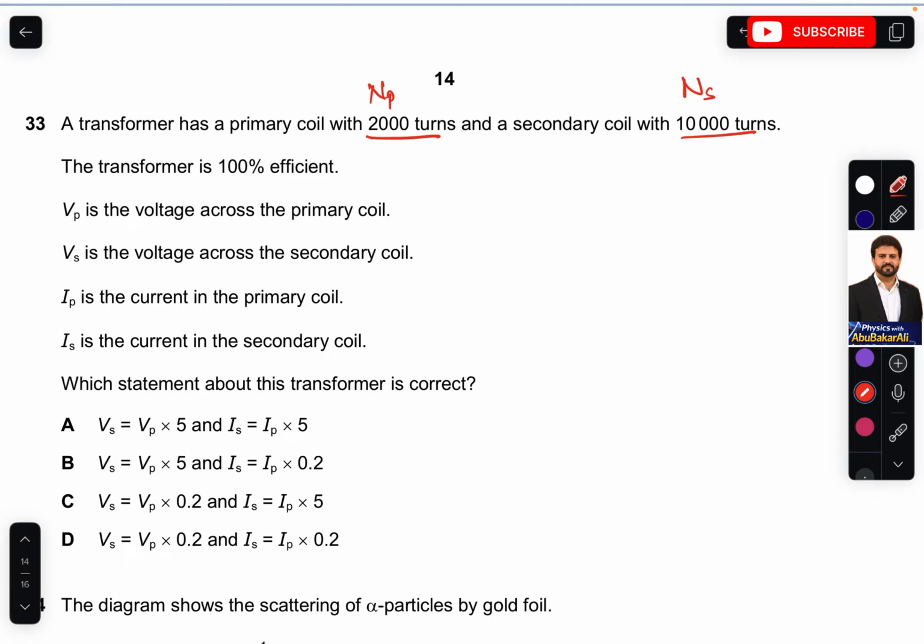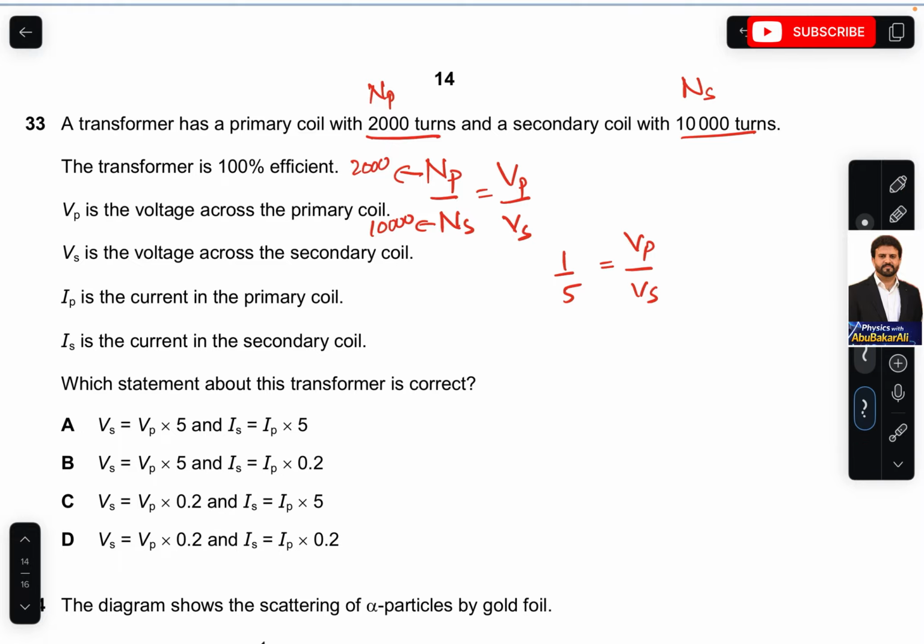Achha, we know that the ratio of NP over NS must be equal to VP over VS. NP is basically 2000 and NS is basically 10,000. So it will give you 1 by 5. 1 by 5 is VP over VS. So if you have to write it in terms of VS, VS is equal to VP multiplied by 5. So this thing is correct, this is correct, this is wrong, this is wrong. So you have to choose between A and B.